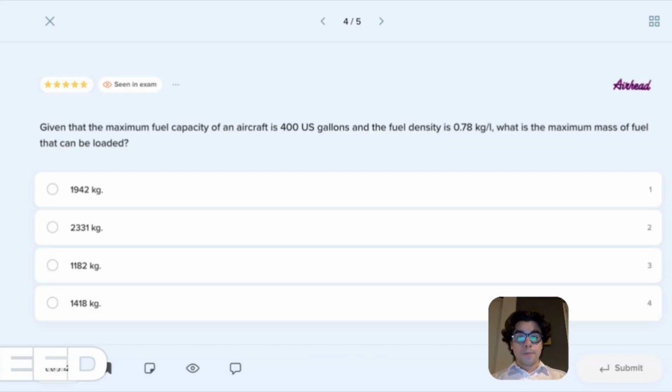So a US gallon is, of course, 3.785 when we change them into liters. However, the number that we'll get, we can do the quick calculation together. So we have 400 US gallons times 3.78. This gives us 1,514 liters.